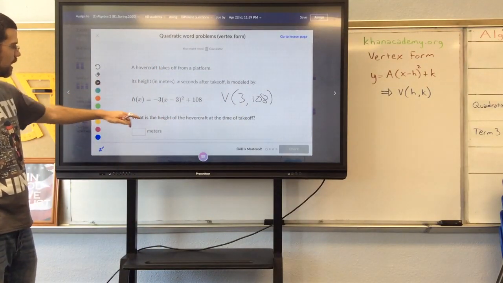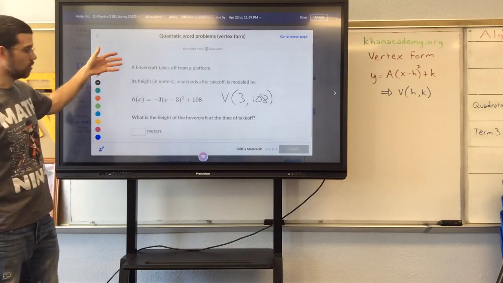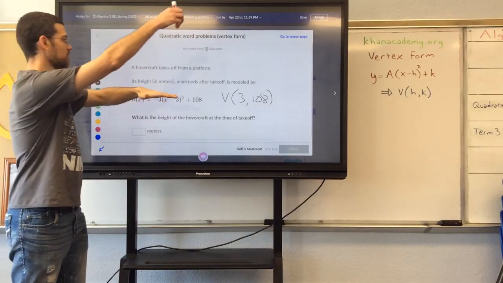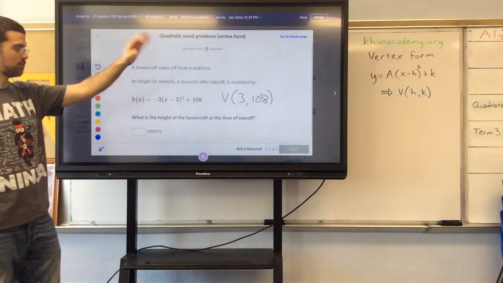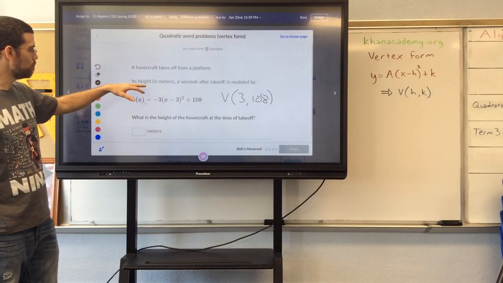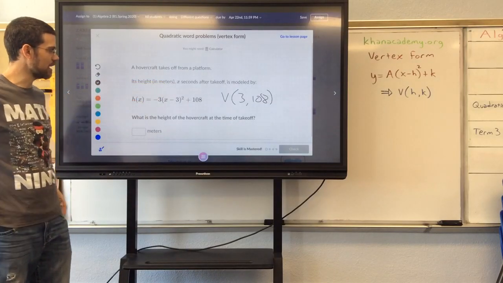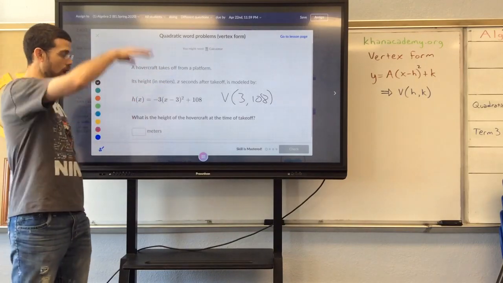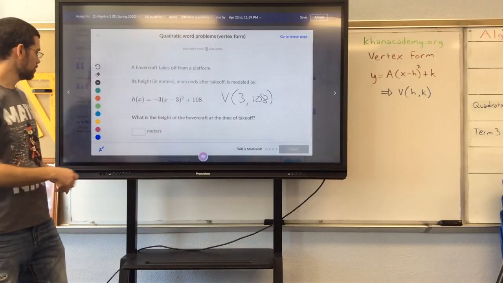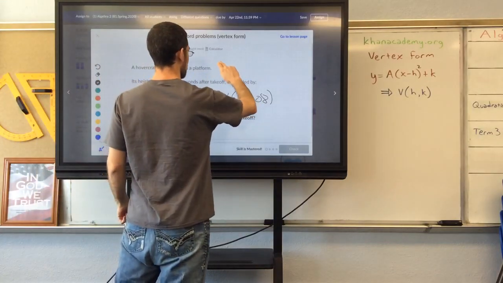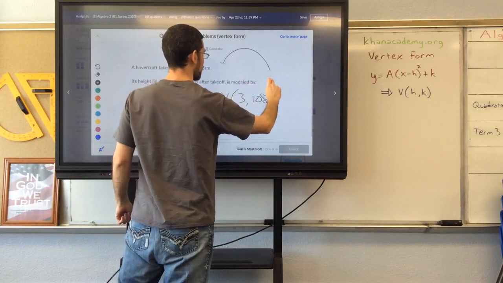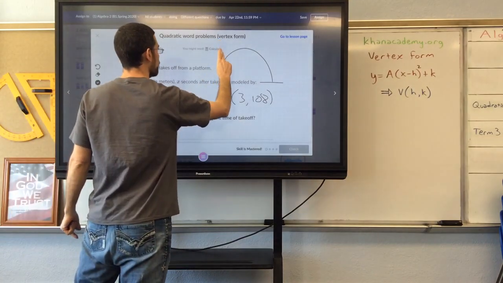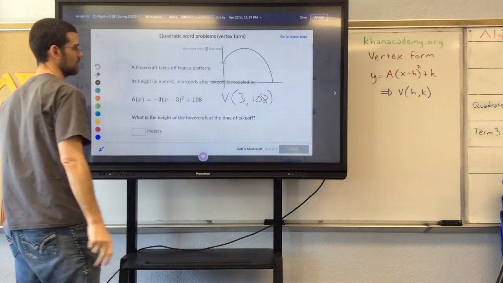Question is, what's the height of the hovercraft at the time of takeoff? Well, let's get some context. The hovercraft takes off from a platform. So here's a platform. Hovercraft takes off, and then it lands sometime later. Its height is measured in meters, x seconds after takeoff. So the x direction is our time, and the y direction is our meters off the ground. So this is going to be modeled like here. Here's a platform. It takes off, and it lands on the ground over here. Okay, so my y-axis is there, x-axis is here.